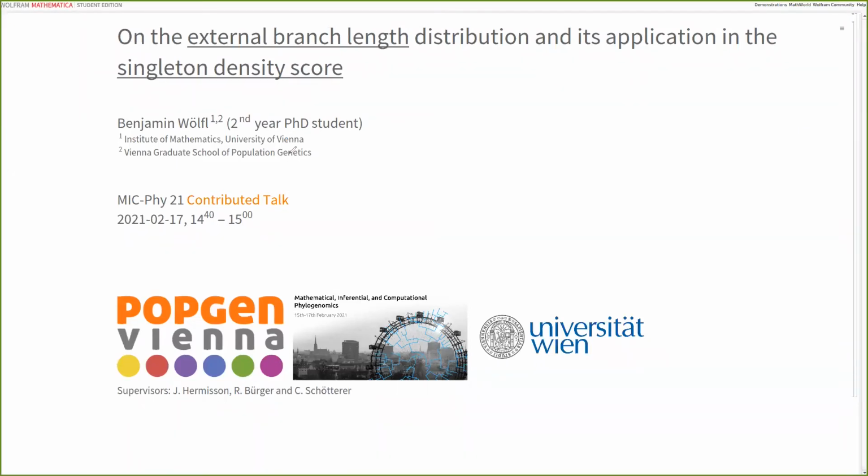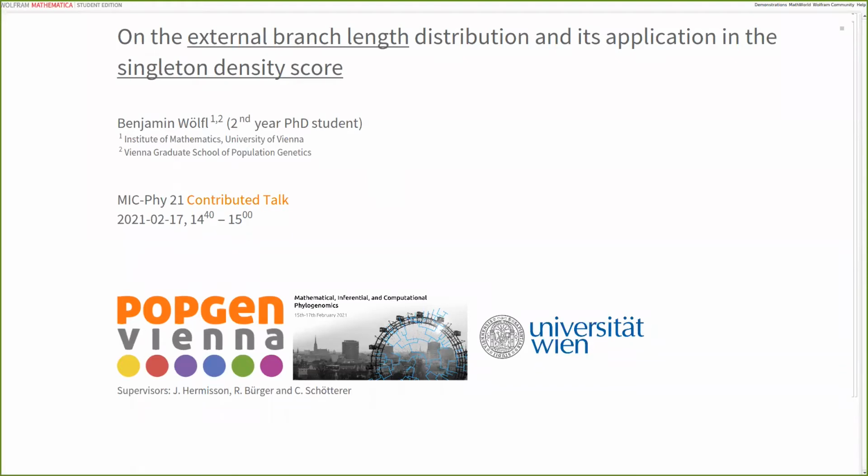I'm currently a PhD student in my second year at the University of Vienna, Institute of Mathematics, and the Vienna Graduate School of Population Genetics. Today I'll talk, as was introduced, about the external branch length distribution, mainly with a simulation approach. As part of that, I've also considered the so-called singleton density score.